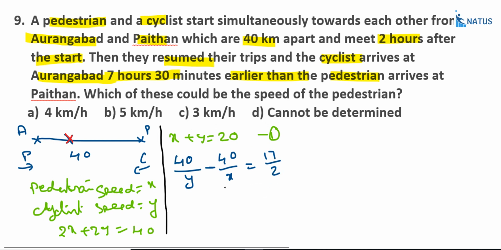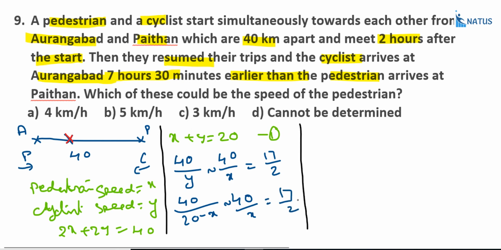Right? And what is the first equation? x plus y is equal to 20. What is y? That is equal to 20 minus x. Right? So 40 by 20 minus x. And what about this one? This is 40 by x. Then you will apply the difference, right?